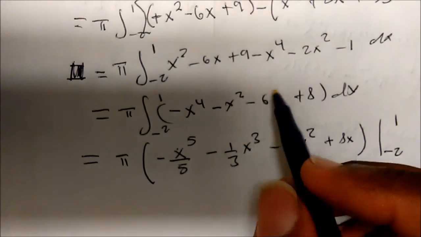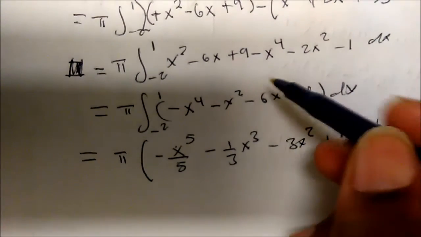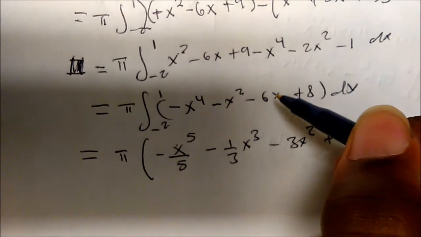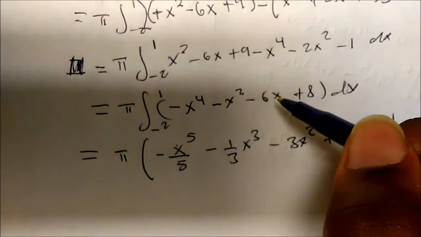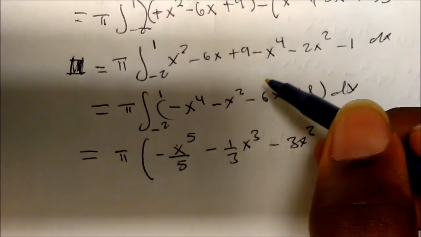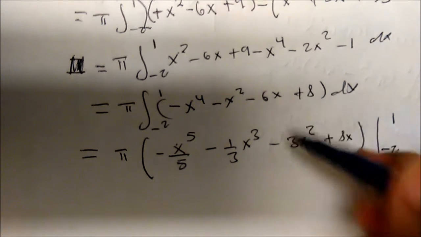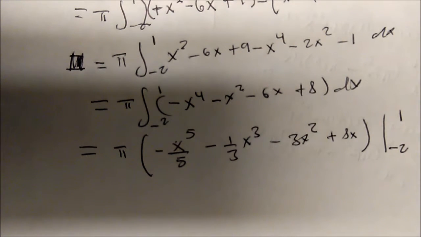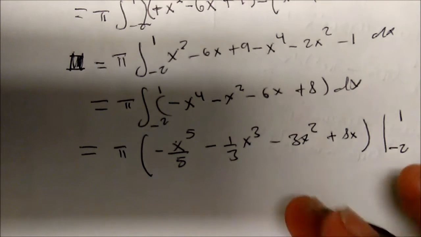Now again, how did I get my 3x squared? Well, if I take the integral of x, that is just x squared over 2. Then 6 divided by 2 is 3. So that's how I get my 3x squared. Now this becomes just a matter of plugging in.